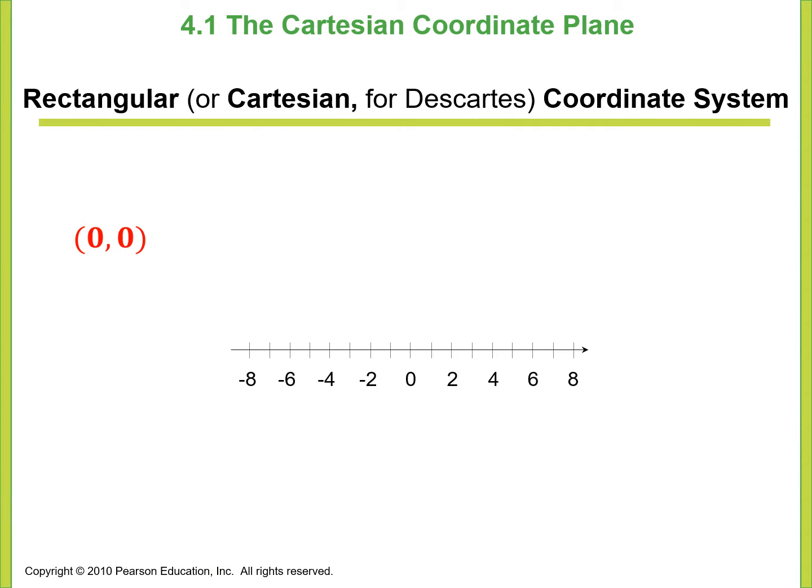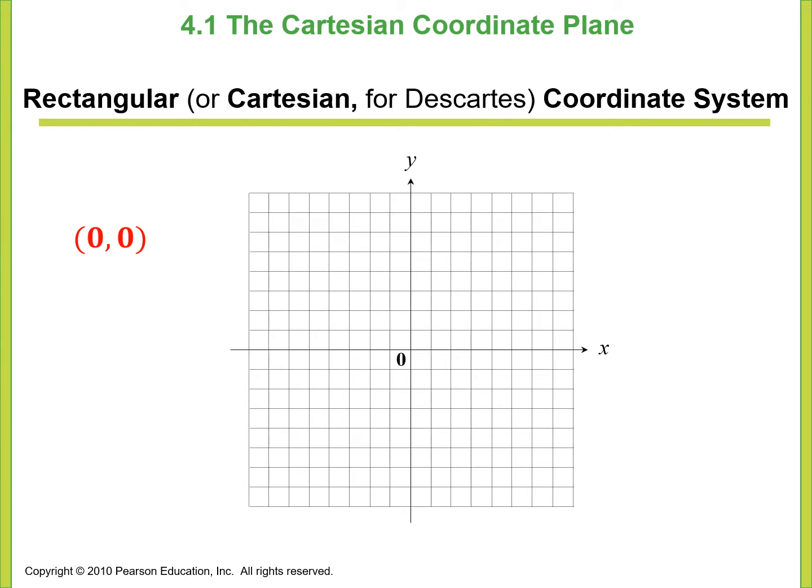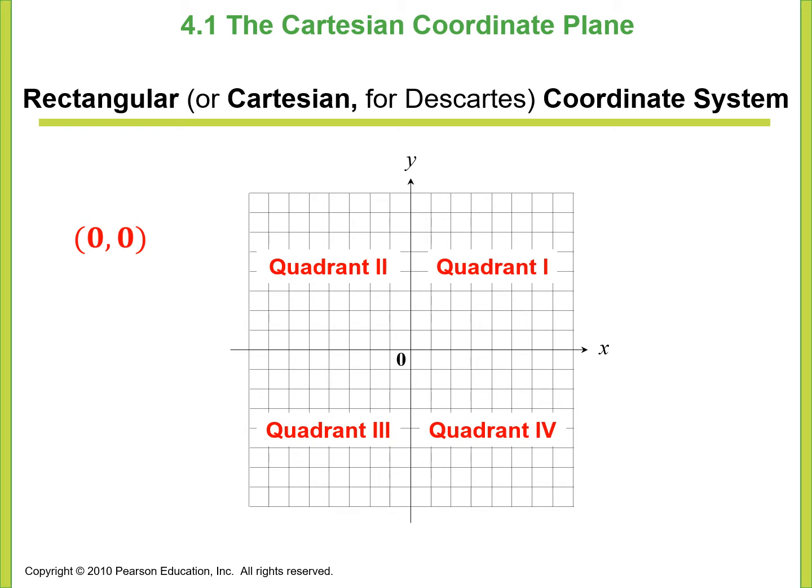The Cartesian coordinate plane is composed of the x-axis, which runs horizontally, and the y-axis, which runs vertically. The intersection of the x-axis and the y-axis is the origin, and the coordinates of the origin are 0, 0. We have four quadrants in the Cartesian coordinate plane: quadrant 1, quadrant 2, 3, and 4.